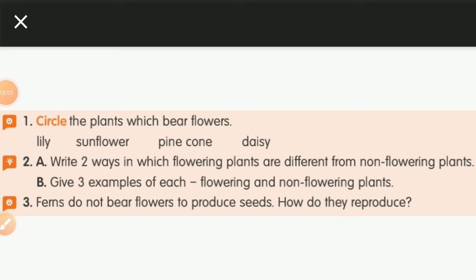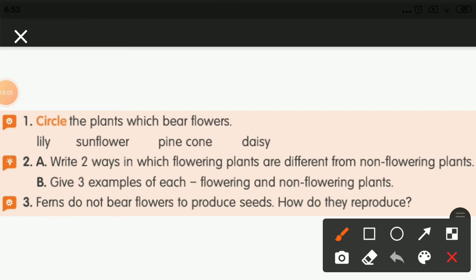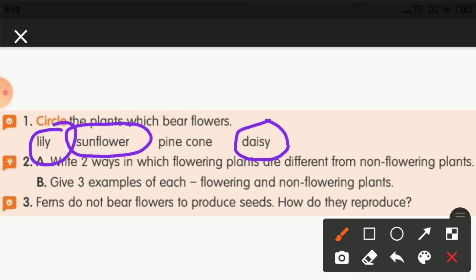In your practice questions, the first question is: circle the plants which bear flowers. Lily is a flowering plant. Sunflower is also a flowering plant. Pine is a conifer. Whereas daisy is also a flowering plant, because we have discussed the daisy plant in our video, where they showed you beautiful white flowers. Daisy is a flowering plant. Yes. Now the second question.